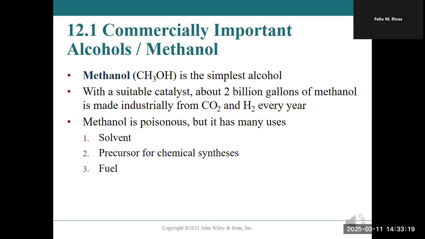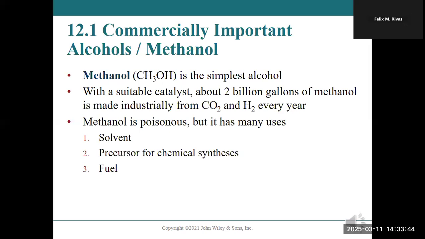There are a couple of things that the chapter talks about, giving you a little bit more information about methanol. This is not something I usually ask you in the exams. I usually limit the questions to problems that we're doing, but it is good to have a bigger picture of what this is, because this is how to relate to your daily life. Methanol is the simplest alcohol.